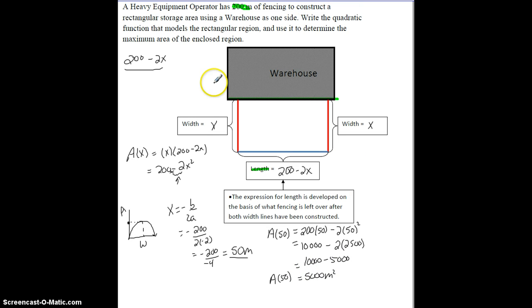Now you can also look back up to your example without having to do that. Look at your diagram. So using 50 meters on each of the widths, you used up 100 meters there. There's only 200 meters to begin with, so if you take away 100, that leaves you 100 meters here for your length, and considering area is length times width, if you multiply the 50 and 100 together, you will come back with 5,000 meters squared.